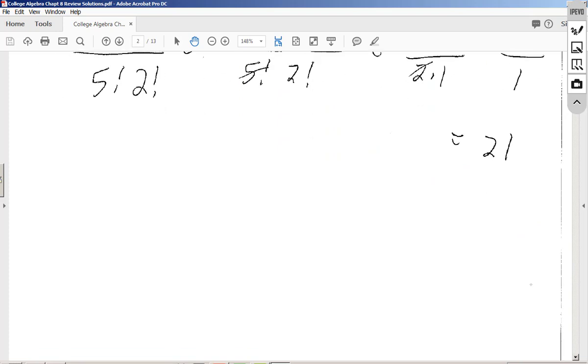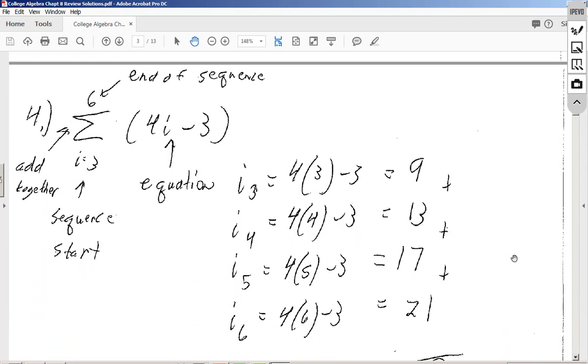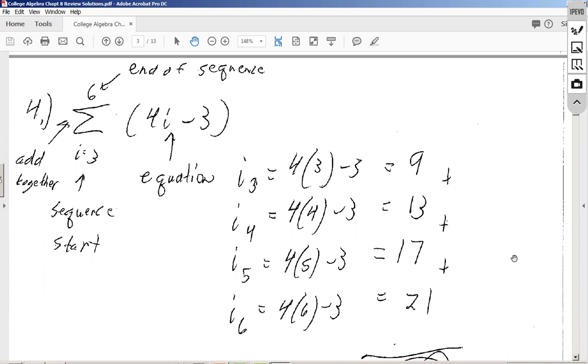On number 4, it says I have the summation of i equals 3 to 6 of the equation 4i minus 3. So this problem is actually meant to be done the long way. It's not meant to use a formula.